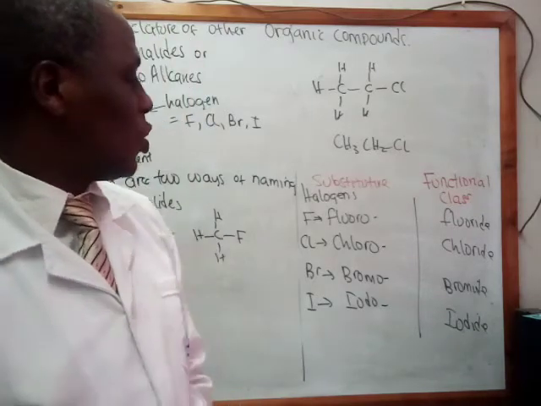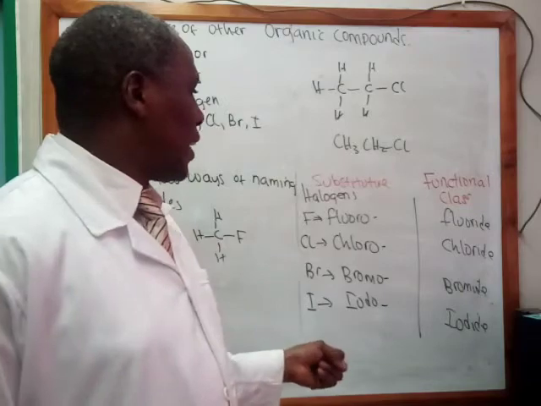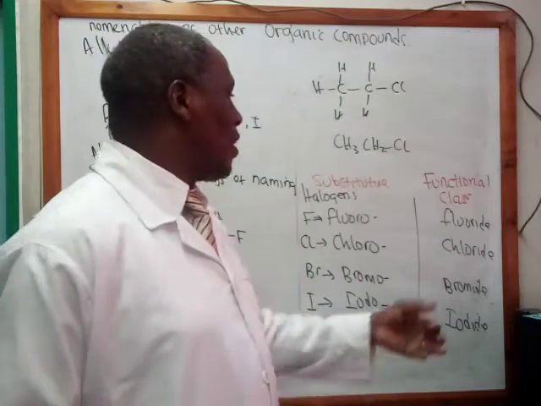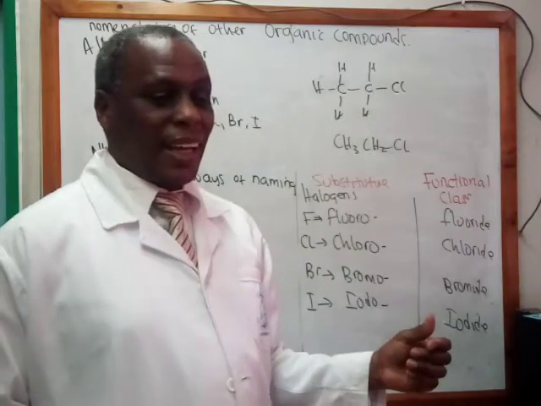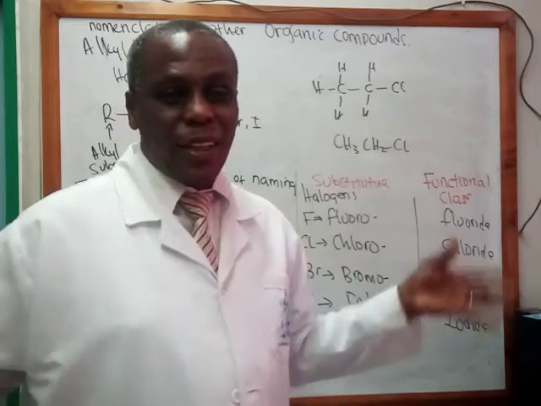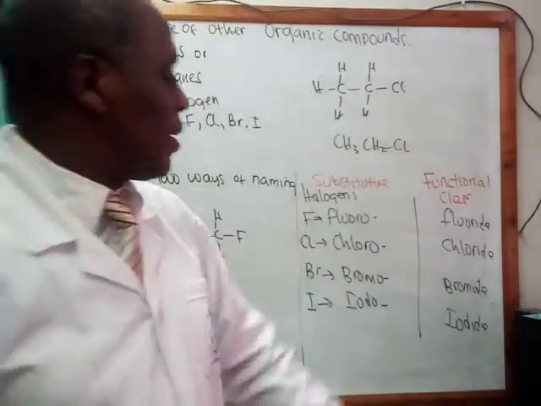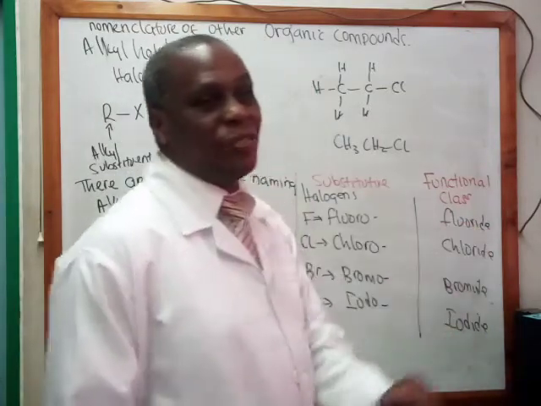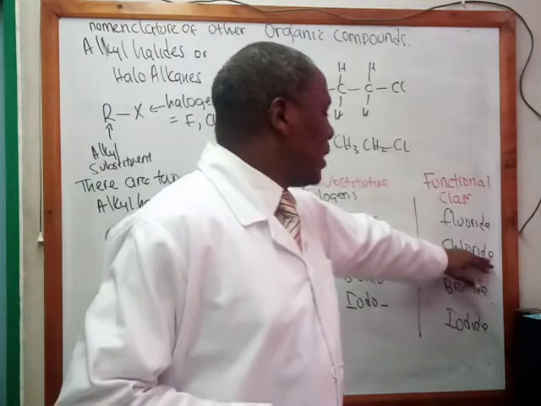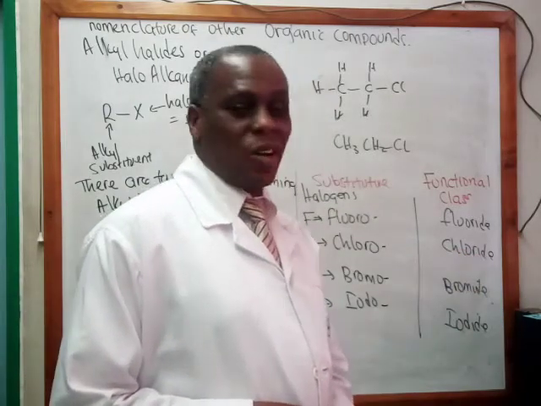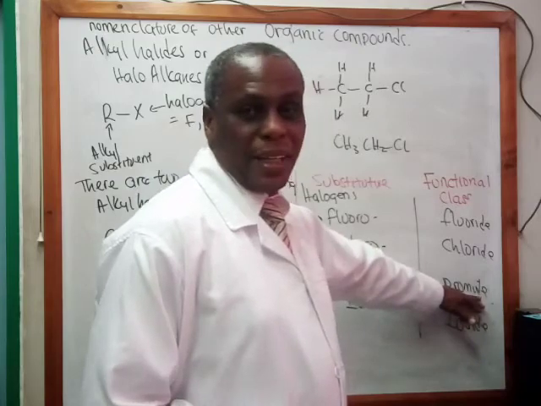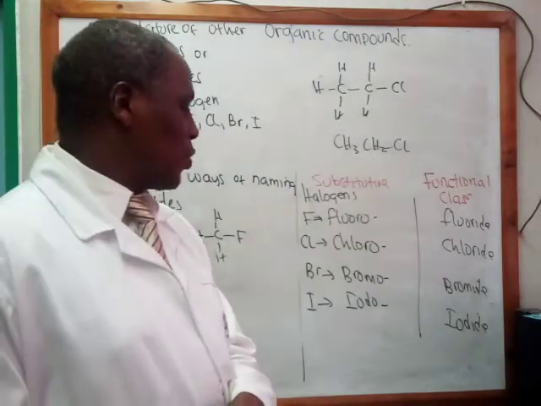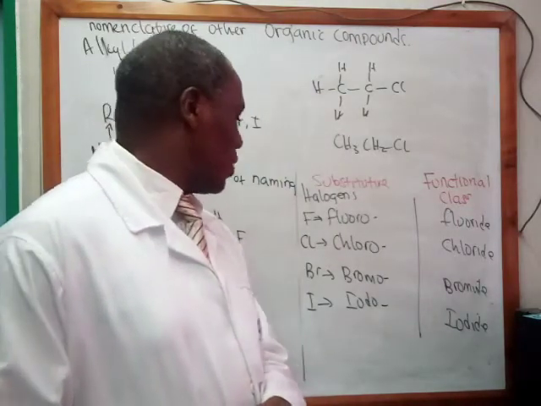Or the other case, you have something called a functional class, in which the alkyl group is a substituent on a halogen. So in this case, the name is going to end with fluoride if you have a fluorine, chloride if you have a chlorine, bromide if you have bromine, and iodide if you have iodine.